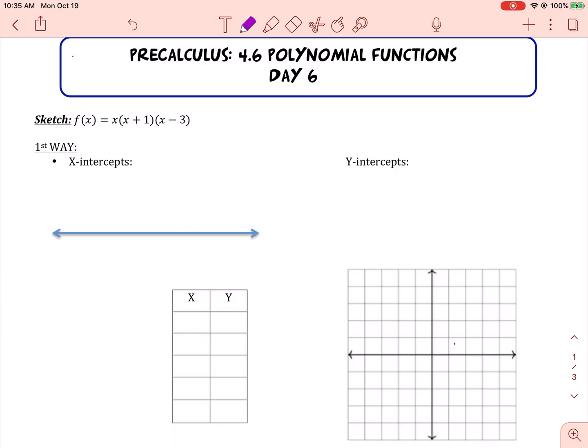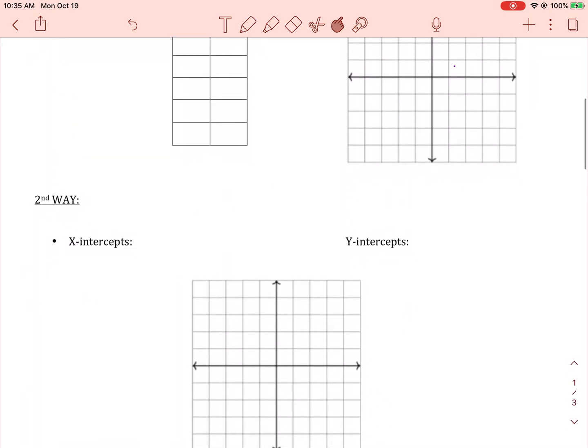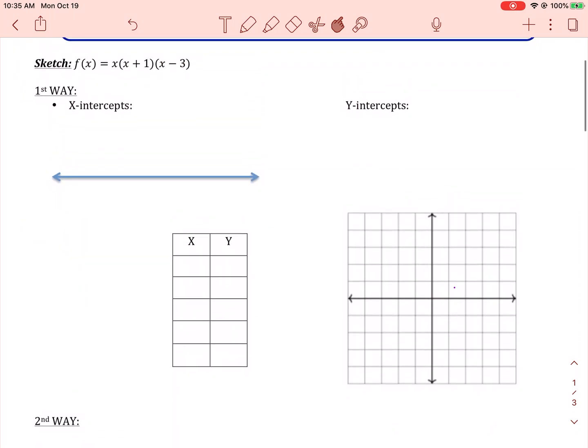This is section 4.6. We're going to sketch our polynomial functions. I will be teaching you two ways today in this video. The first way is right here. Second way is right here. Please pick whichever one works best for you. I do not have a preference.